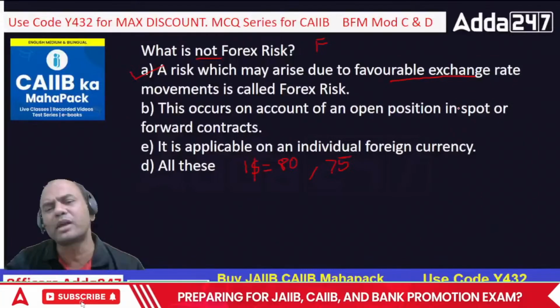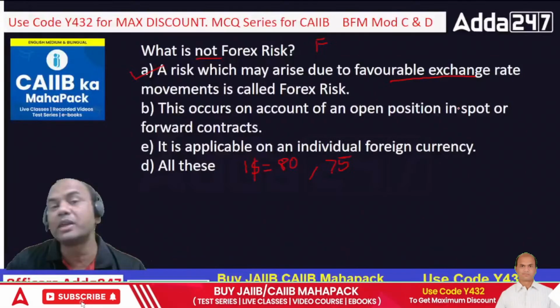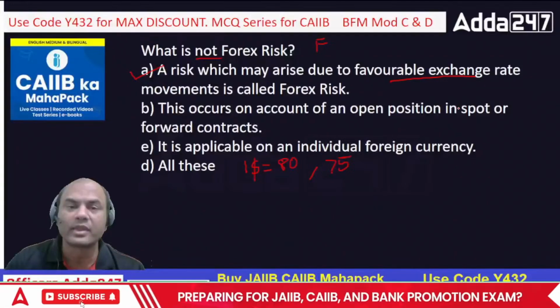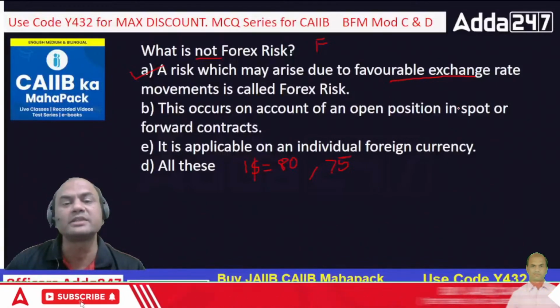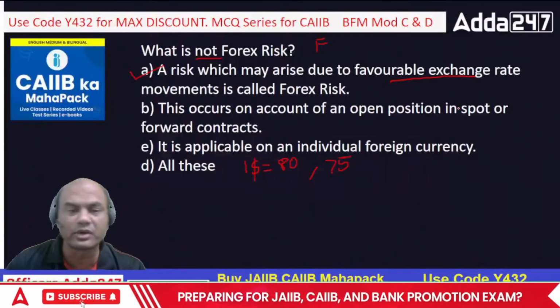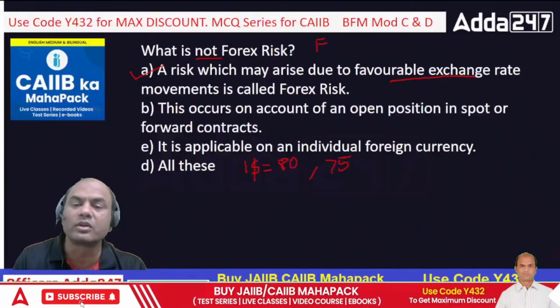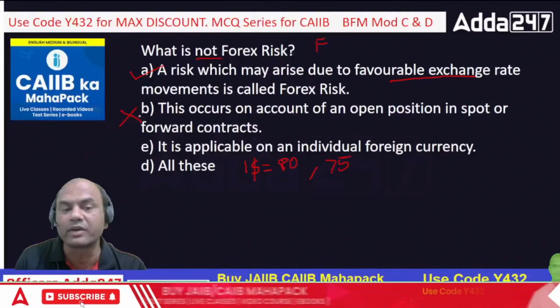What are the other markets? One is spot, second is forward. How many of you can tell me the remaining two markets in forex? Everyone, fast. Cash, correct? Cash, and second is Tom. Tom is transaction plus 1. Cash is T plus 0, today only. Okay, got it? So this occurs on account of open position in spot and forward market. So that is true, but we want false. So this is not the answer we require.